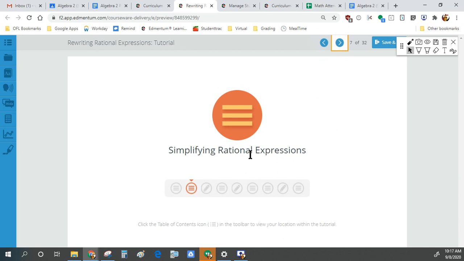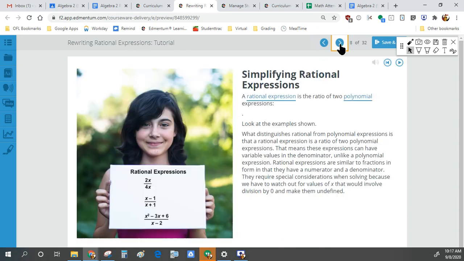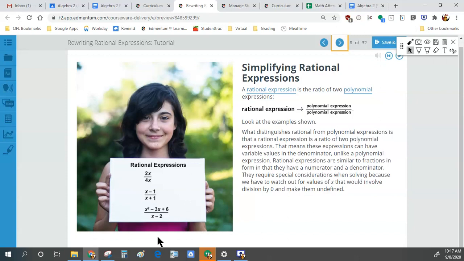So moving on here, we're going to simplify rational expressions. In order to do this, this is really easy. This first one that they give us, it's like, okay, cool, I can just cross out the x's and simplify 2 over 4. This one, I can't really do anything with.